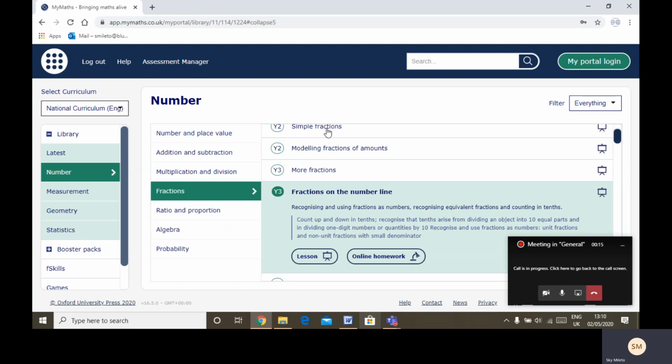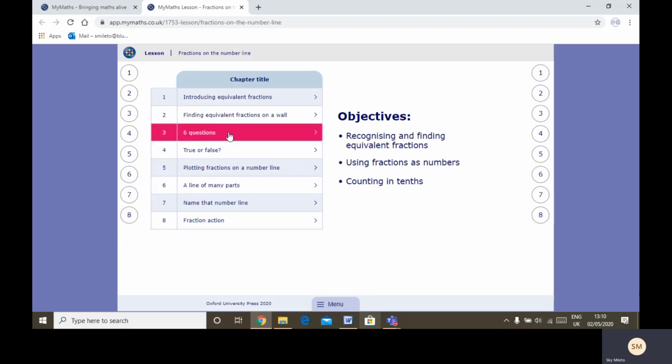Okay, so we did simple fractions, then we moved down to more fractions, and now we're doing fractions on a number line. If you could get it open as a lesson yourself, that would be really fantastic. Wait for it to load. The computer is working very slow today, so I do apologize for that.